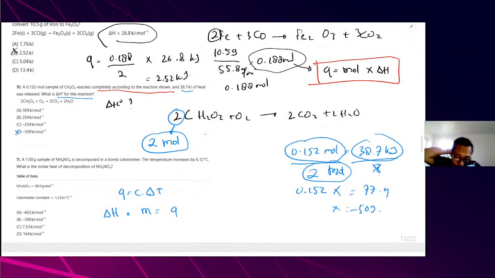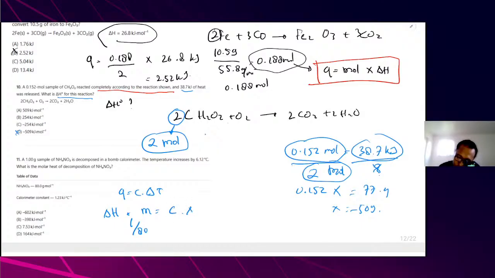Okay. So now we need to know the temperature increase, 6.12. So the question is the molar heat of the decomposition. Okay, let's take a look at this one. 1 gram sample. Okay, we can put it over here, guys. 1 gram per 80. And then what else? The temperature. Okay, we can put it this way.